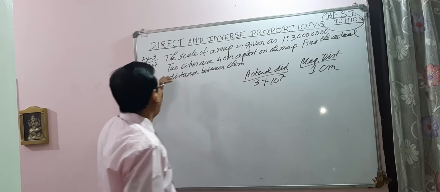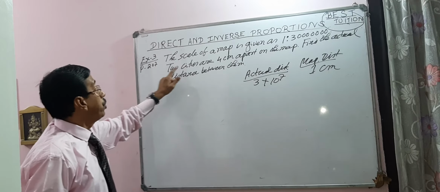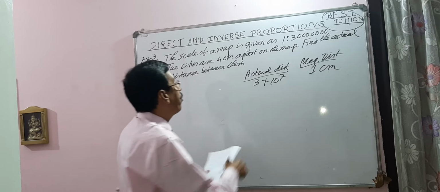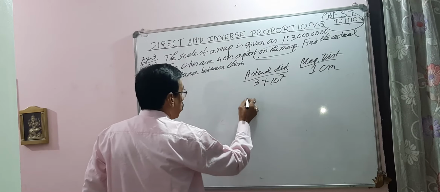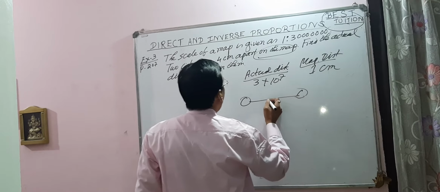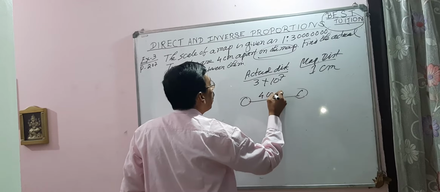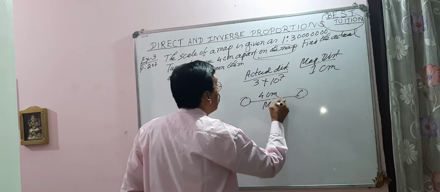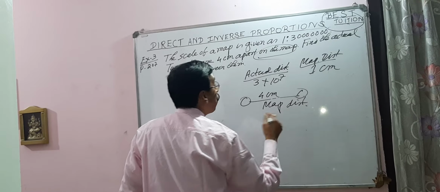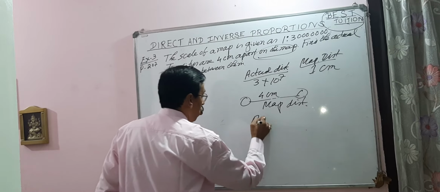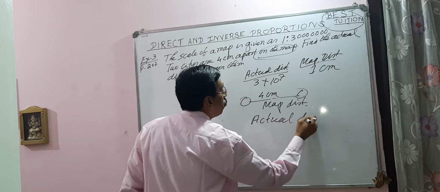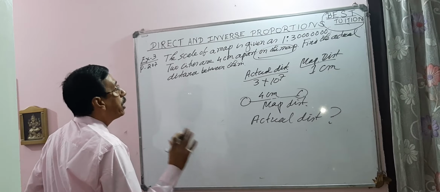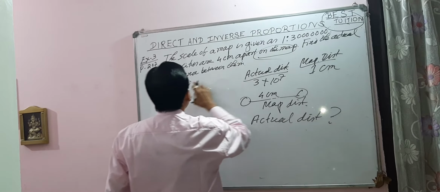Okay. Now let us read the second line. Two cities are 4 centimeters apart. Where? Actually, on the map. You read it here, on the map. So here two cities are there. Their distance is 4 centimeters on the map. What do you have to find out? This is the map distance. You have to find out the actual distance. So we have to find out the actual distance, that is the question. Okay? Now first of all, what will you write? Find the actual distance between them.